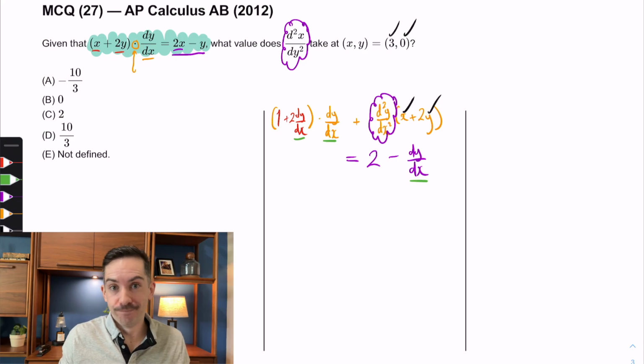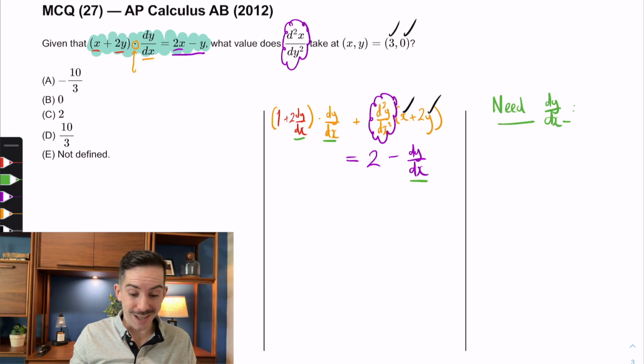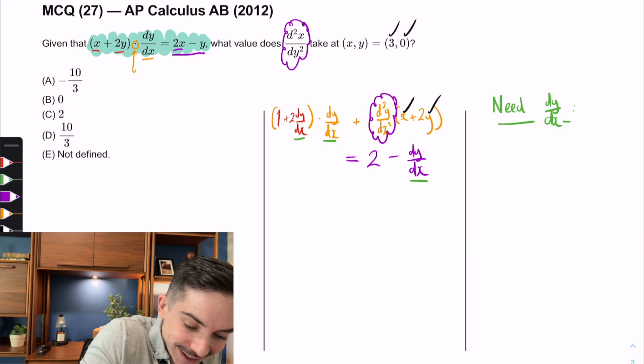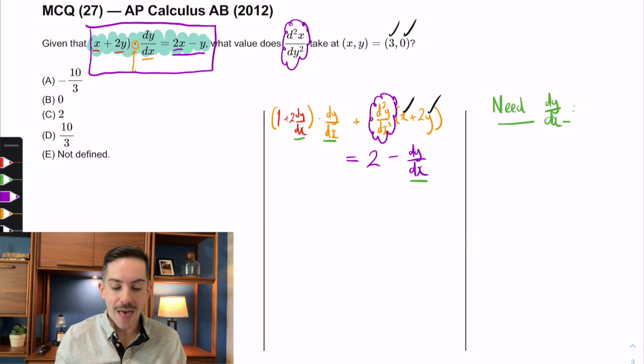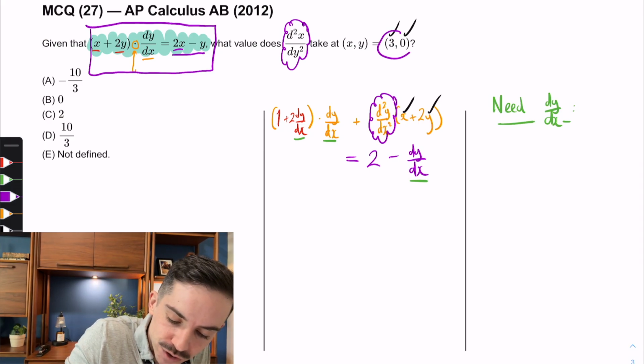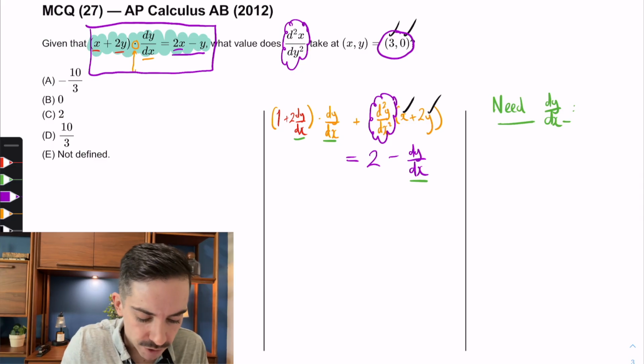So let's figure out what it is. So we need to find dy by dx. How am I going to do that? Well, in the initial equation that I was given, that equation just involves x's, y's, dy by dx's. So I can substitute in the values of x and y that I'm interested in and solve for dy by dx. So let's do that really quickly.